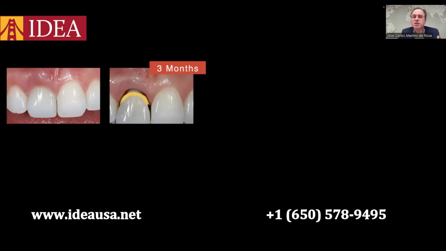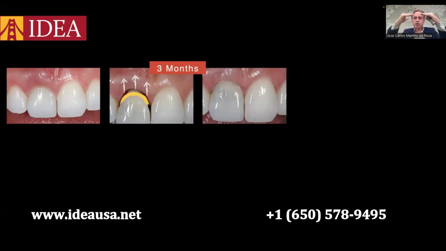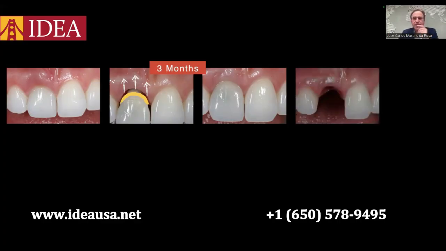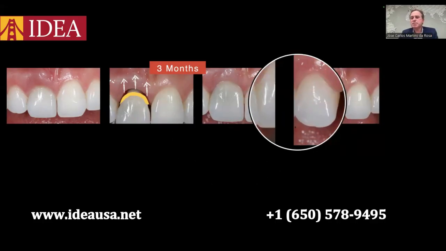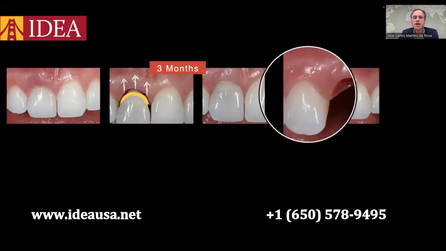We added composite resin, 0.5 millimeters a week for 2 or 3 weeks. As soon as the gingival margin is at the same level as the opposite side, we wait a couple of weeks, 2 weeks more, and then we remove the provisional restoration and evaluate the maintenance of the papillary height position at the same level as the opposite side.